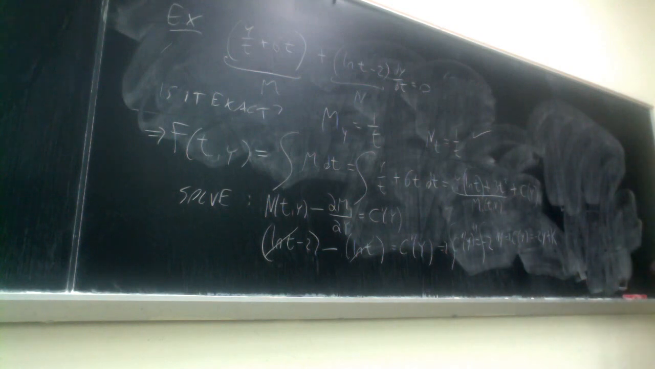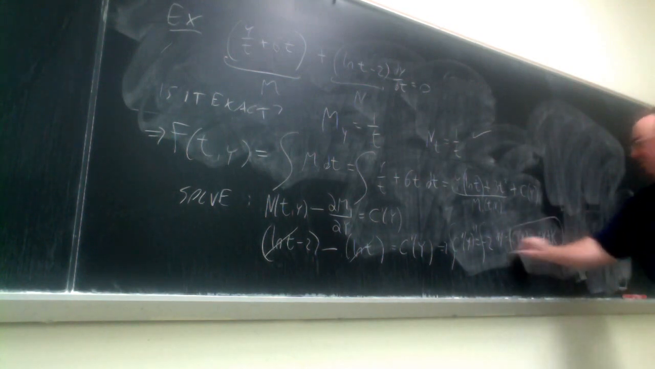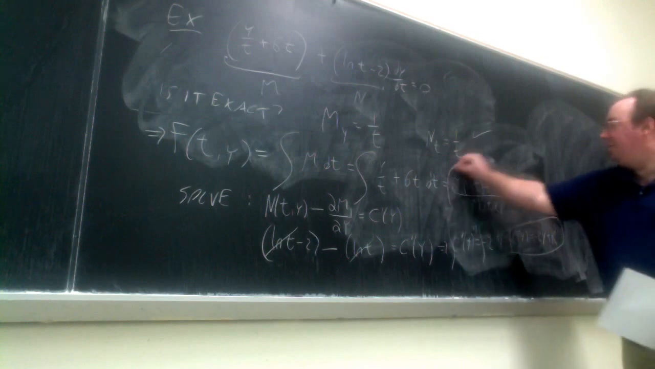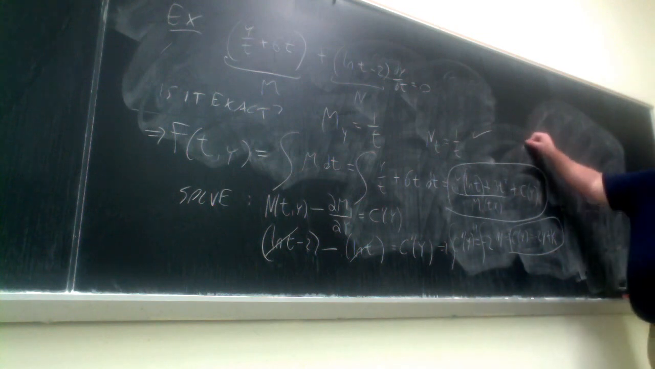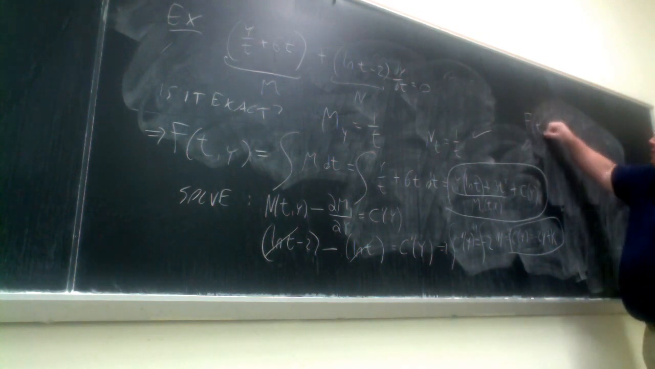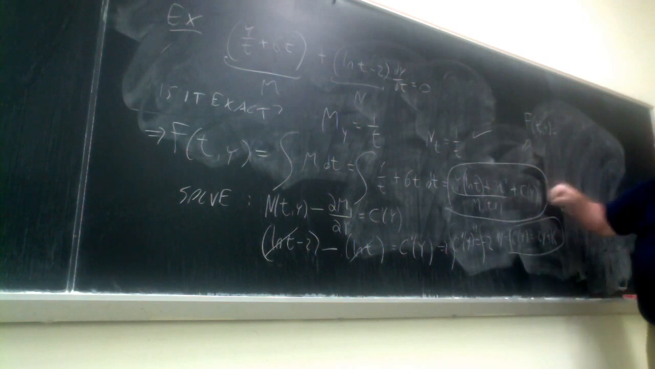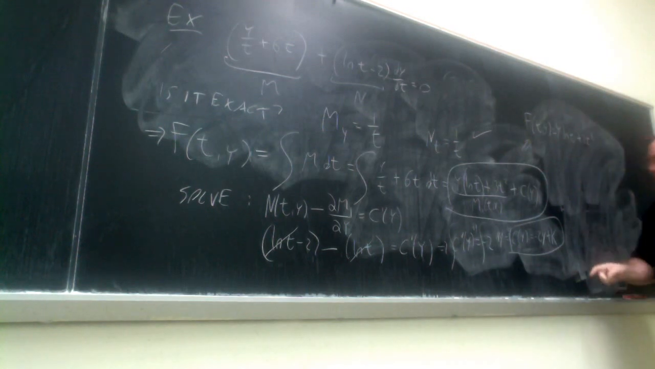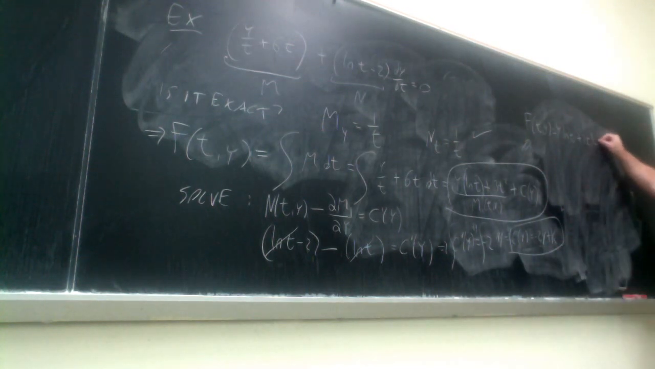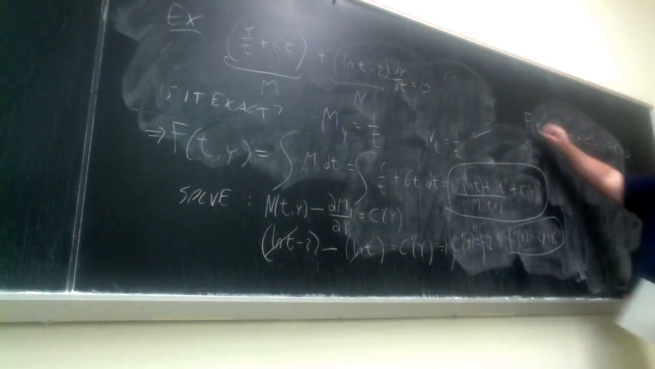So now, between this piece and this piece, I can put big F together. So I can say big F of t, y is equal to this piece, y natural log of t, plus 3t squared, minus 2y, plus a constant capital K, equals 0. Don't forget to equal 0.